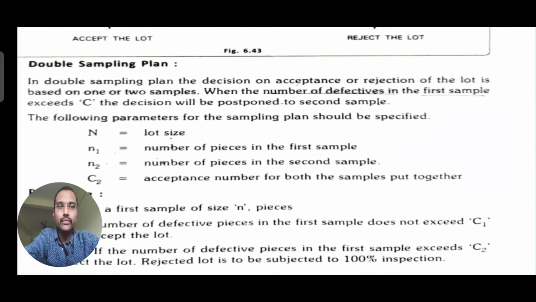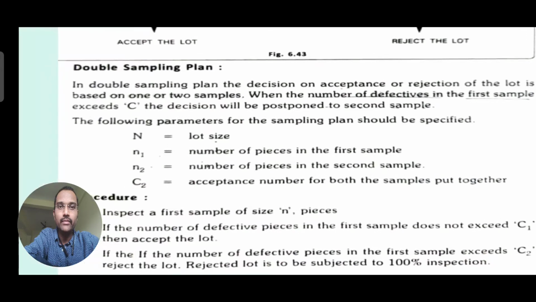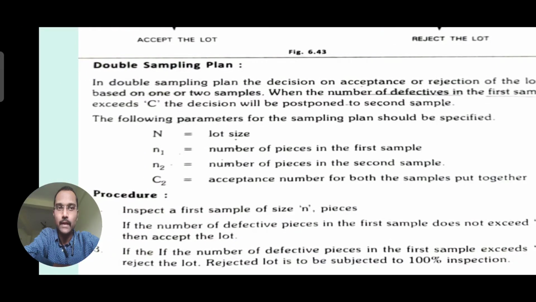So you see here, in the first sampling, if the number of defects found exceeds C, the lot has to be rejected. But in the double sampling plan, when the number of defectives in the first sample exceeds C, it should not be rejected. The decision will be postponed to the next sample. It will depend on the second sample, so there is more probability of accepting the lot. Instead of rejecting, there is a chance of accepting that lot.